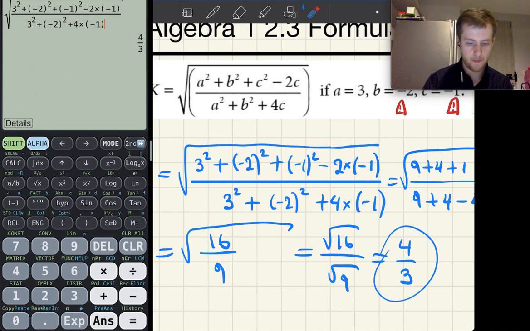4 over 3, we get the same answer. So again, if it's your actual exam, I would actually recommend to use calculator on this question, because calculator is a bit more reliable in this case. But again, you can just check yourself with calculator. You can do it twice.